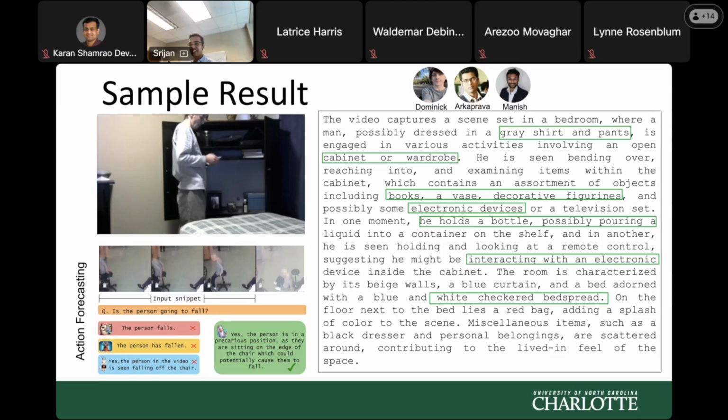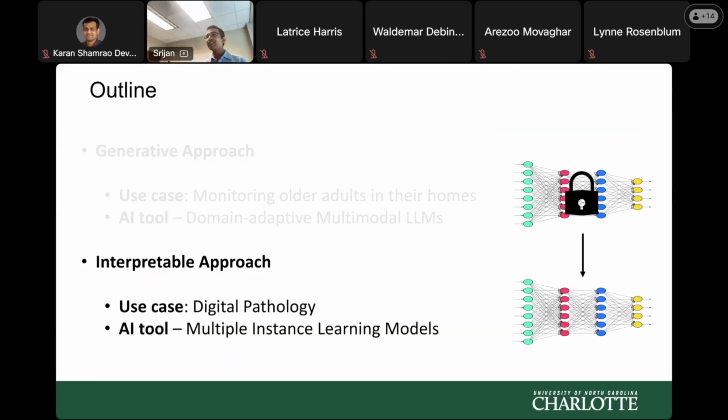This is all about the generative approach, and I will quickly move to the interpretable approach. I promise that it's not going to be a detailed discussion, but it is going to give a perspective of how we can design interpretable models. I also assume that most of the people in the audience are aware of how digital pathology works and what the workflow is, so I will not go into the details of the workflow.